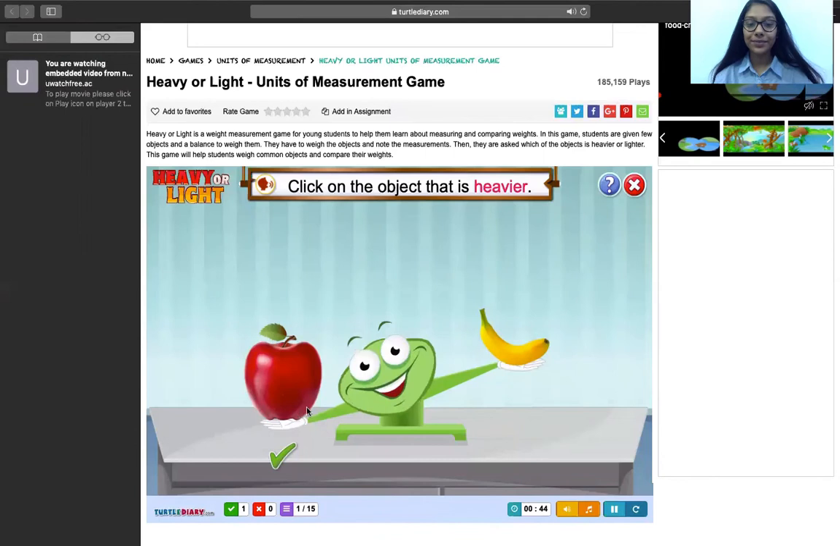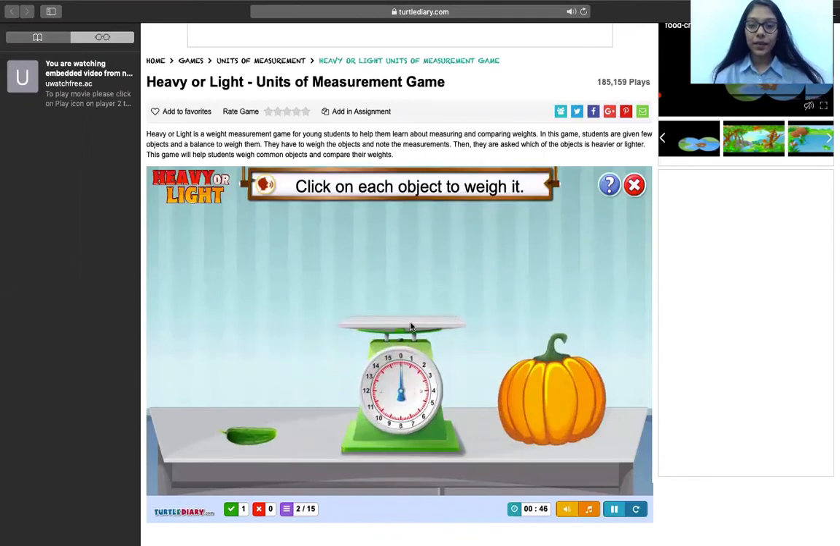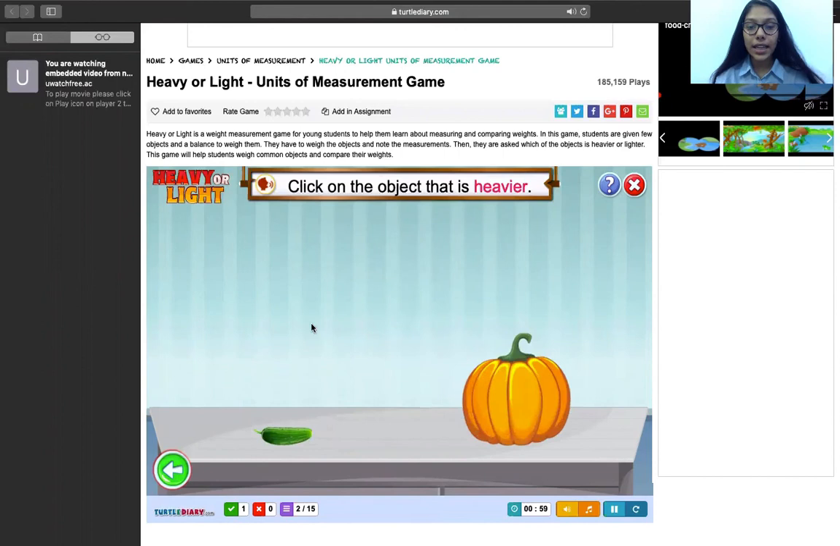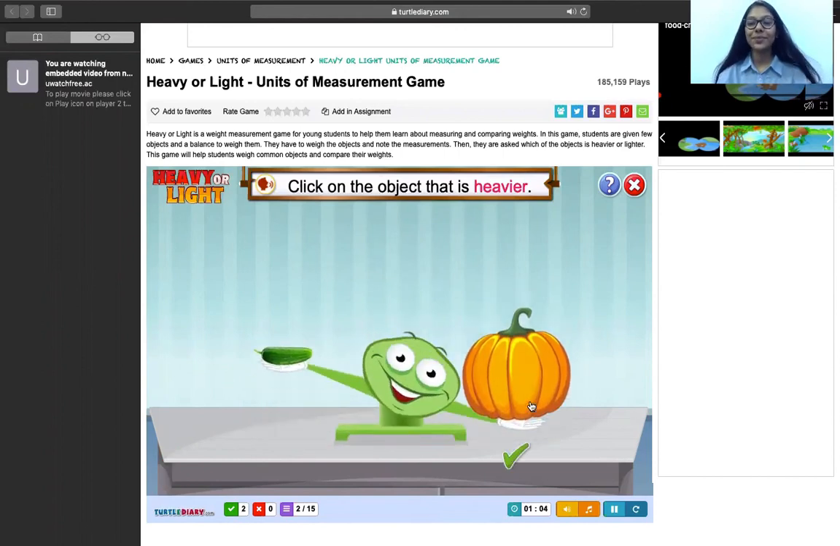Let's try again. Click on each object to weigh it. The needle is on 3. Now let's weigh the pumpkin. It's on 15. Okay. Easily we can tell. Click on the object that is heavier. The pumpkin is heavier. Well done.